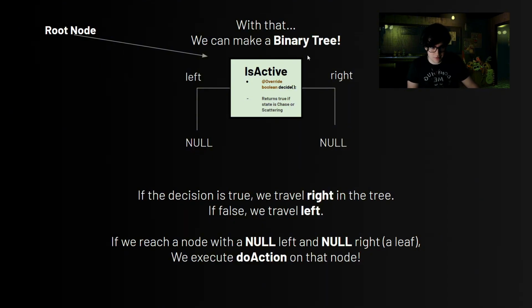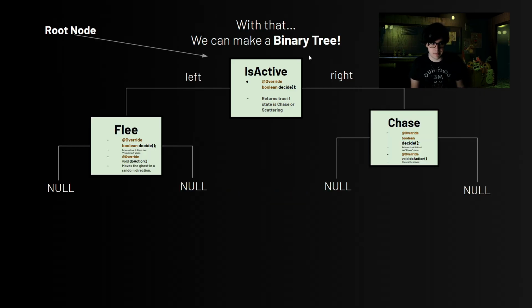We wouldn't actually have a tree that looks like this, but that's just some definition there. So let's expand this tree a little bit. So here is, technically, a tree that works. So if is active's decide method returns true, that would have to mean that the enemy's state, or the ghost state, is chase or scattering.